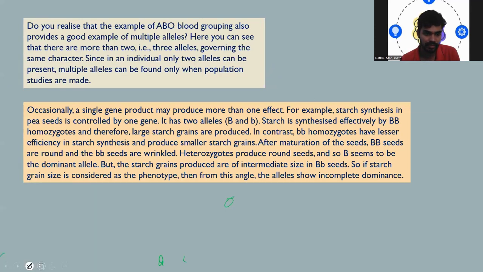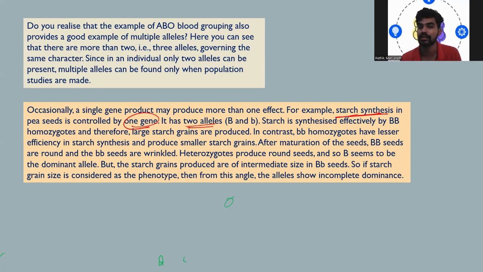Occasionally, a single gene will produce more than one effect. For example, starch synthesis in the pea seed is controlled by one gene. So the starch synthesized by a pea seed is actually controlled by one gene.